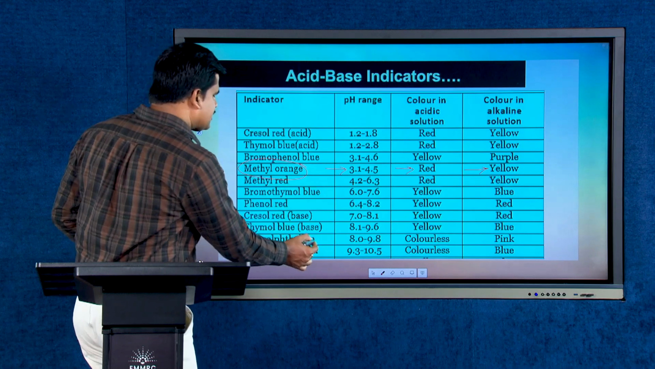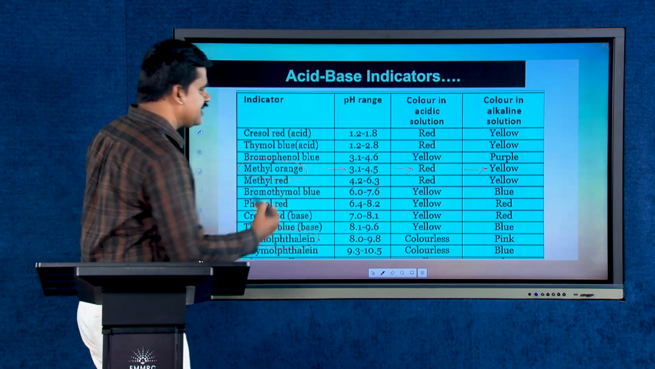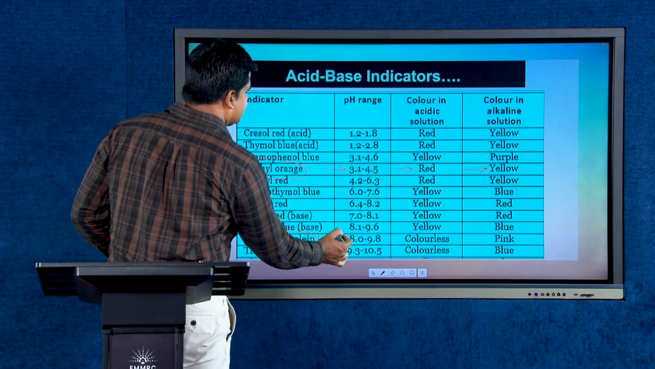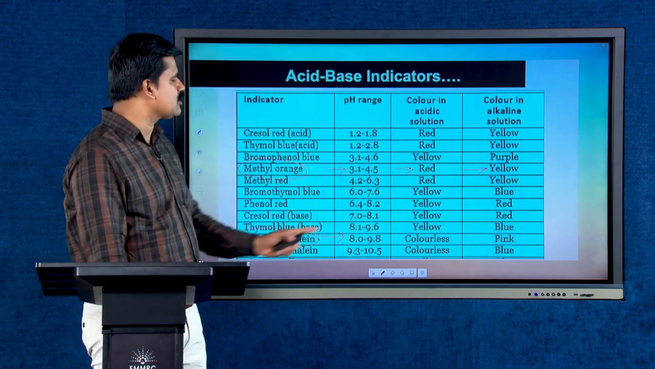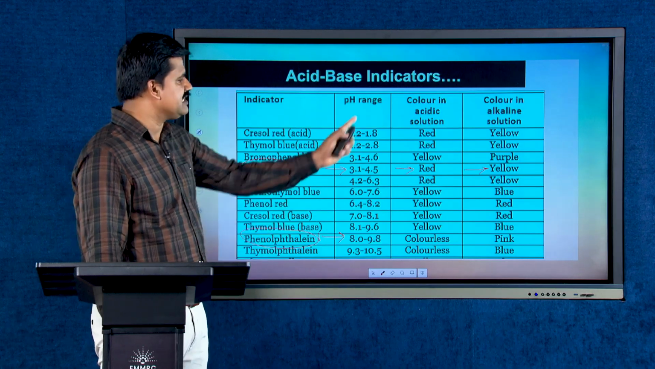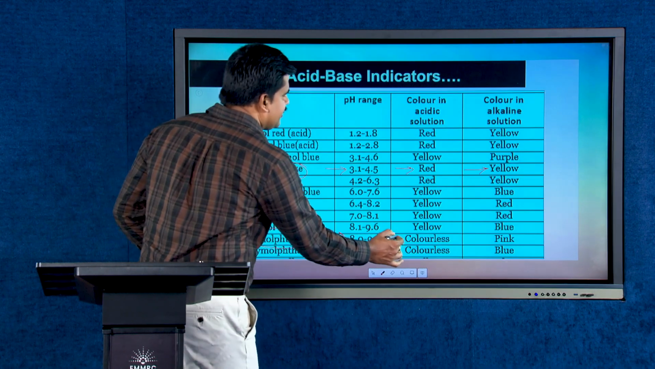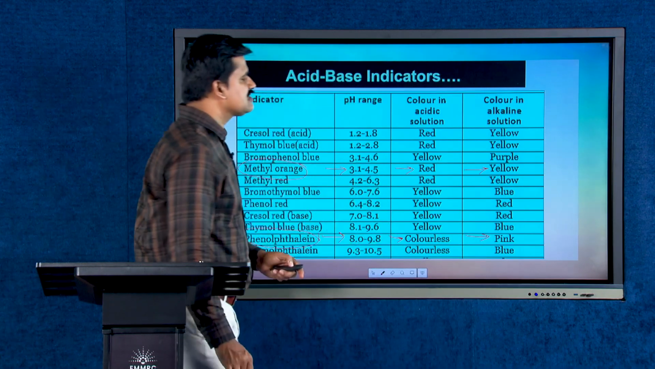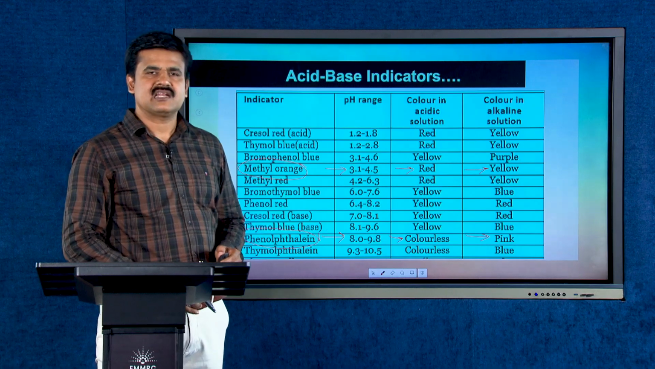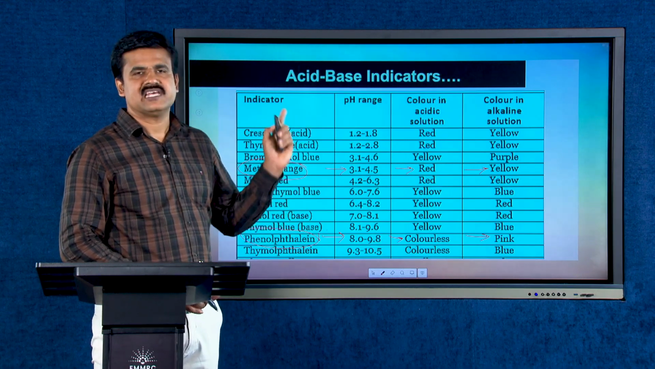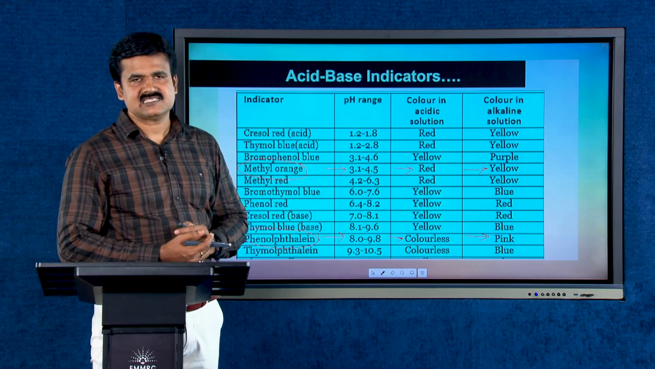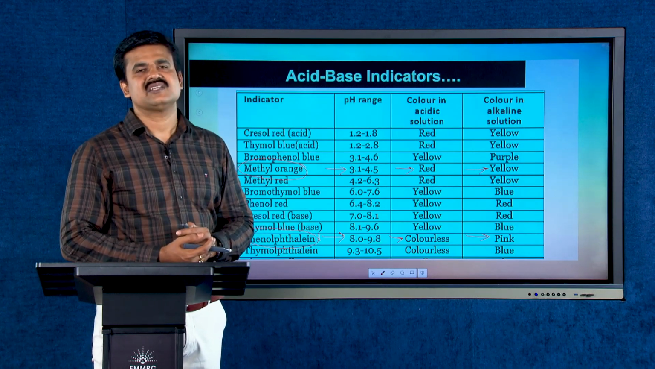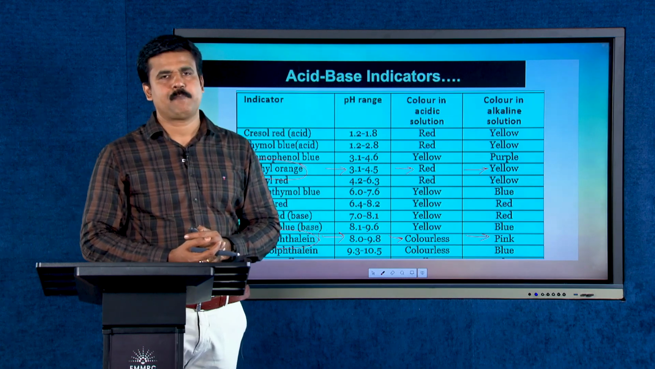Now the most important other indicator, phenolphthalein, also appears here. For phenolphthalein, the pH range is between 8.0 and 9.8. Remember, it is colorless in acid medium, but it is pink in basic medium. So the color change is from colorless to pink. So there are enormous acid-base indicators. Each indicator differs by its pH range and its color in acid as well as basic, or alkaline, medium.